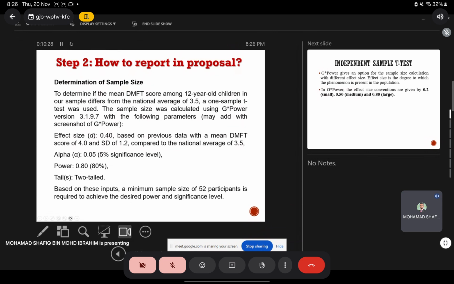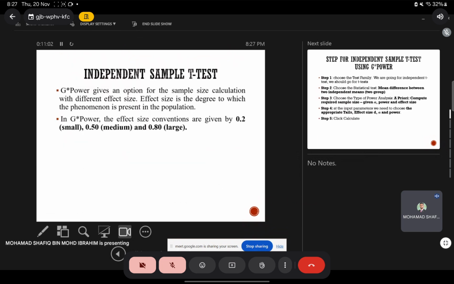The sample size was calculated using G Power version 3.1.9.7 with the following parameters. As well, you may add a screenshot from G Power, with the effect size based on previous data, the mean compared to the national average, alpha 0.05, power of study 0.8, with two tails. So based on this input, a minimum sample size of 52 participants is required to achieve the desired power and significance level. Okay, so that will be for the one sample t-test.